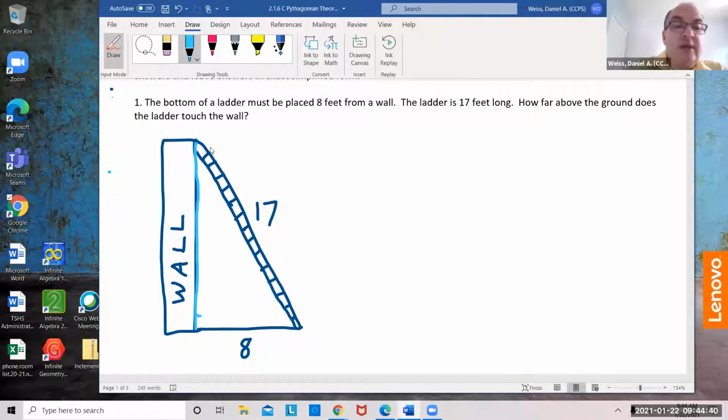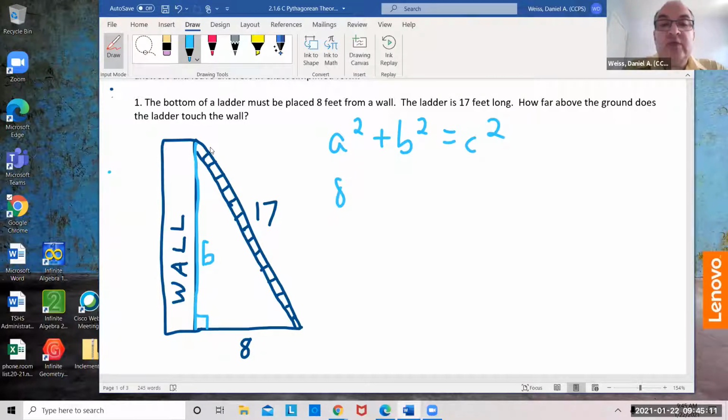So this is going to be a right angle, so we're going to use a squared plus b squared equals c squared. And I want you to use your calculator, exactly what we did the other day. If I'm looking for b, which is right here, it's a squared plus b squared equals c squared. So it's 8 squared plus b squared equals 17 squared.